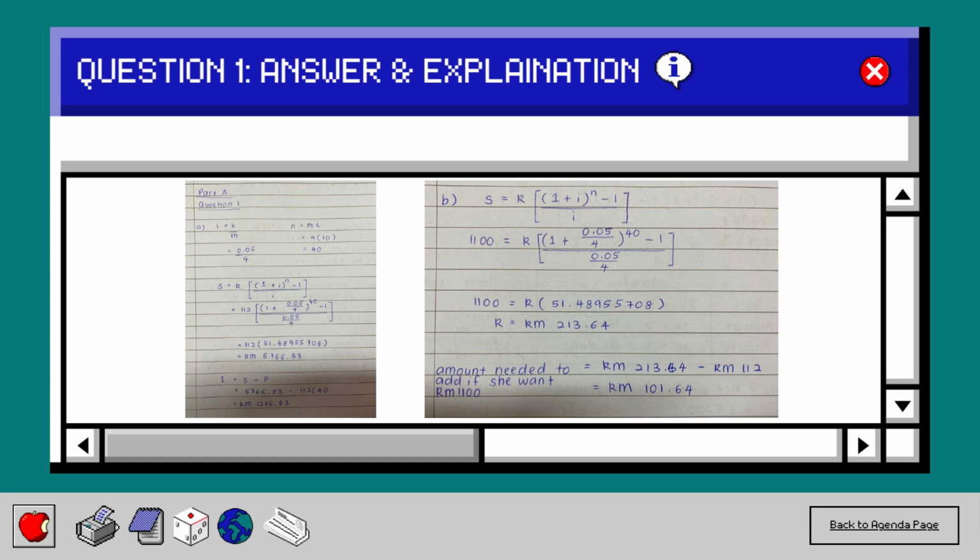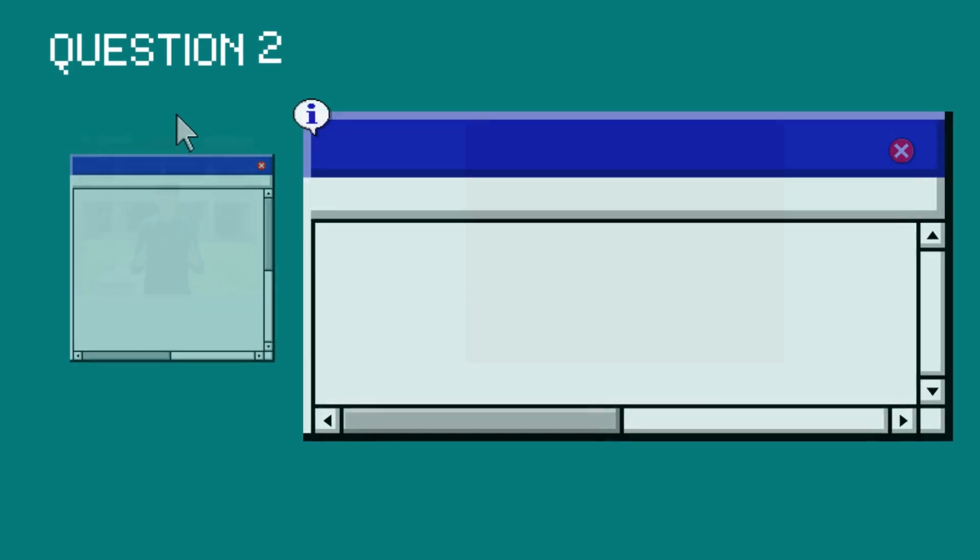So that is the amount that she needs to pay every 3 months, but we want to find the extra amount that she needs to add. So we just need to minus 213 ringgit and 64 cents minus 112 ringgit. So the final answer, the amount that she needs to add, is 101 ringgit and 64 cents. That's all from me. Thank you.